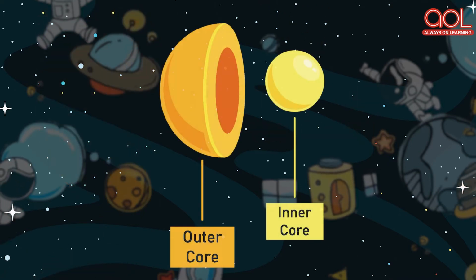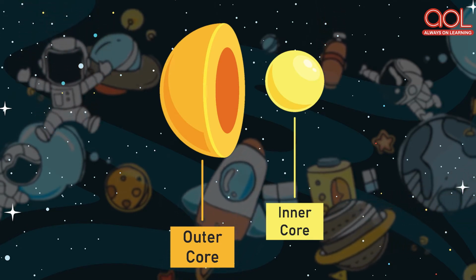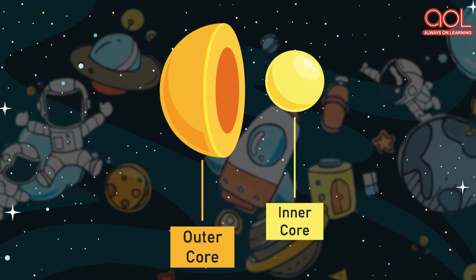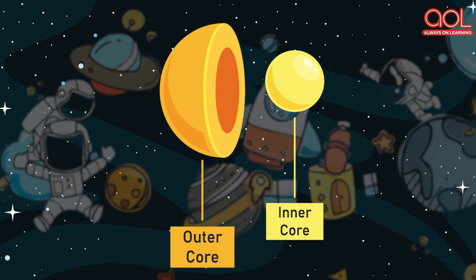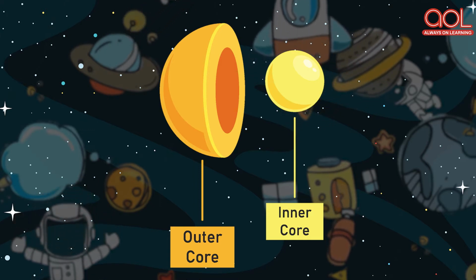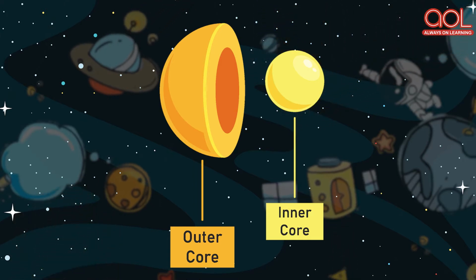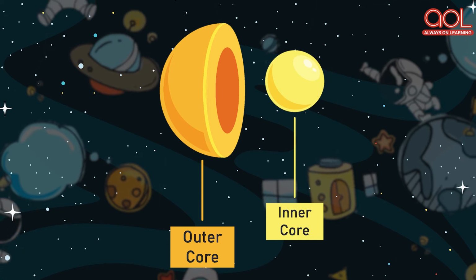Core. The core is the last layer of the earth. It consists of two layers, the inner core and the outer core. When the earth was formed billions of years ago, heavy substances sunk to the center, creating the core, and lighter substances remained on the outer layers.